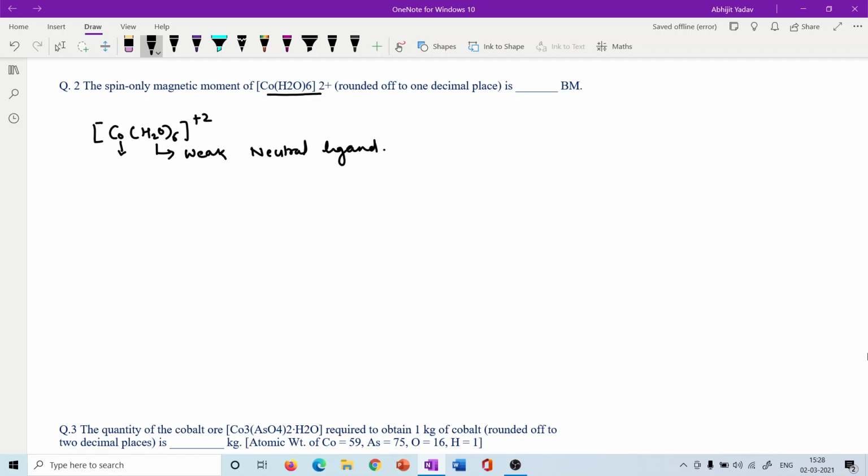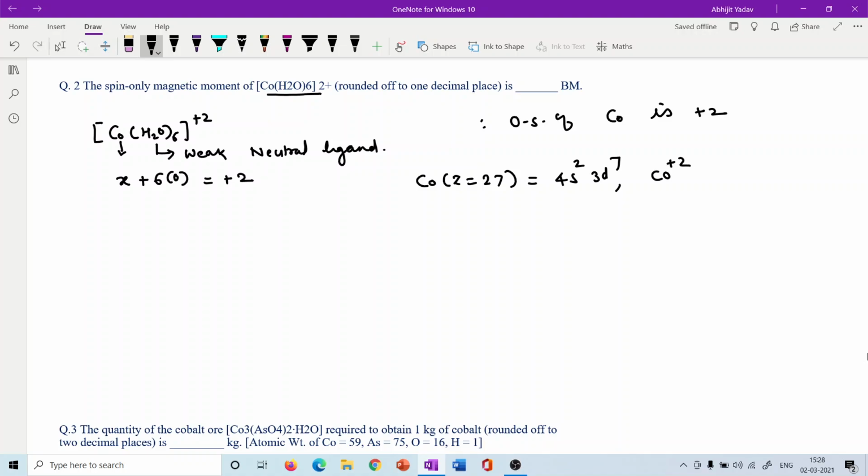Now if I have to find out the oxidation state of cobalt, I don't know it, so I'll keep it as x, plus 6 water ligands, and each carries 0 charge, that is equal to plus 2. So the oxidation state of cobalt is plus 2. Here cobalt Z is 27, the atomic number, so 4s2 3d7. So Co2+ is 4s0 3d7.